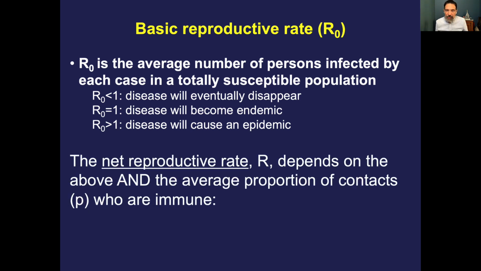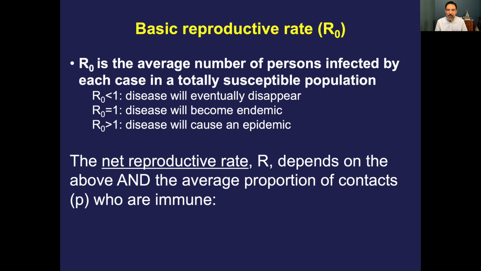But in a situation where an immunogenic infectious agent or a vaccine-preventable disease is spreading in a population that is not totally susceptible, where some proportion of the population is immune, we can estimate a parameter called the net reproductive rate, or also the effective reproductive rate. And this parameter depends on R naught as well as the average proportion of people who are immune in the population. Of course, other things can change the basic reproductive rate, such as the behaviors in the population, and we'll come back to that shortly.